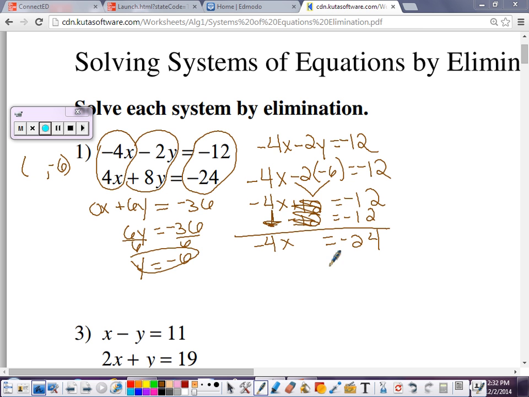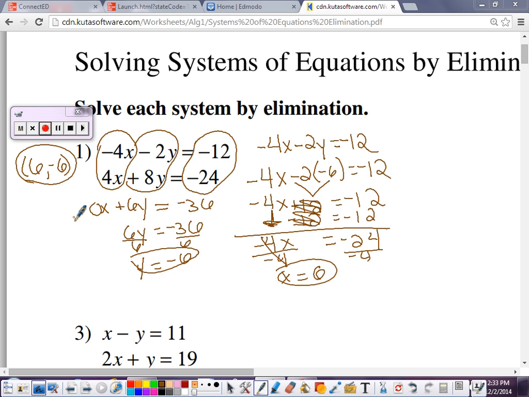So now my equation is negative 4 times x, or some mystery number, equals negative 24. I'll divide both sides by negative 4, and I get x equals, and negative divided by negative is a positive, 24 divided by 4 is 6. There's my x coordinate. So my solution tells me that these two lines, if I graphed them, would intersect at (6, negative 6).